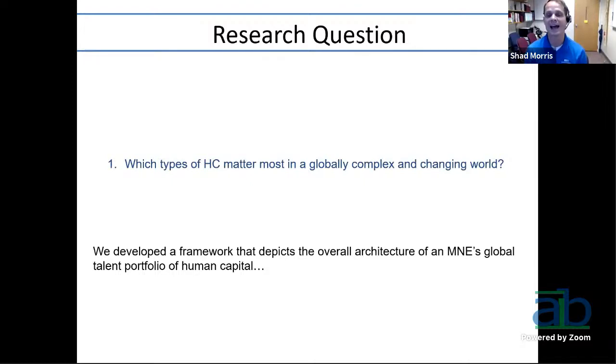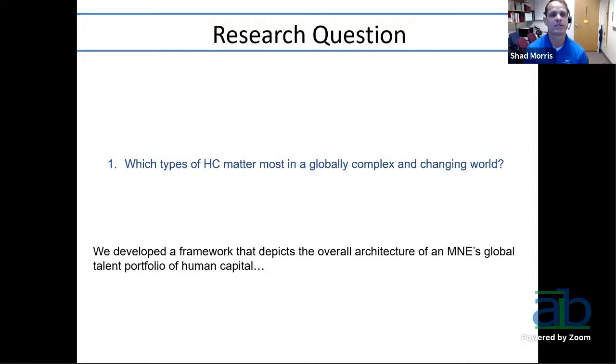The question we ask to get at this is which types of human capital matter most in a globally complex and changing environment? To answer this question, we examined the types of human capital likely to create value for the MNE. We examined two dimensions of human capital: how specific the human capital is to the firm itself, and how specific the human capital is to the locations in which the MNE units are operating. And this was a sort of unique perspective.